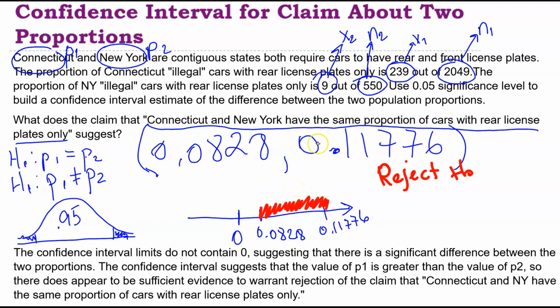If it's greater than 0, then that means that our difference between the two proportions, P1 minus P2, is positive. And we can get a positive difference only when we subtract the smaller number from the larger number. That suggests that P1 is larger than P2.